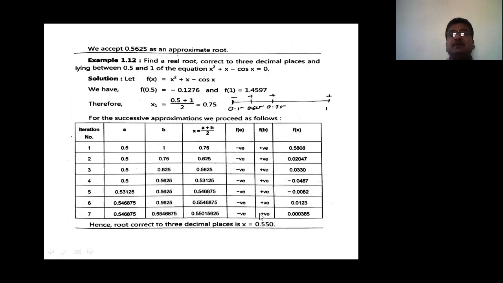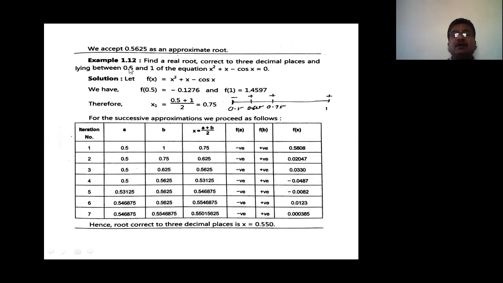So the next problem again is a transcendental equation. Find the real root, correct up to 3 decimal places. Okay, that is, the subtraction of two successive approximations is what? 0.0 something, 3 times 0 and something. Okay, so this is the equation, and the root lies between what? 0.5 and 1. So take a as 0.5 and b as 1.